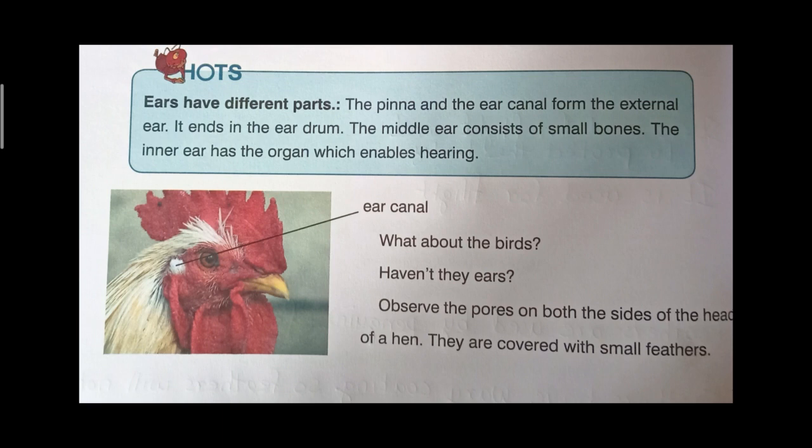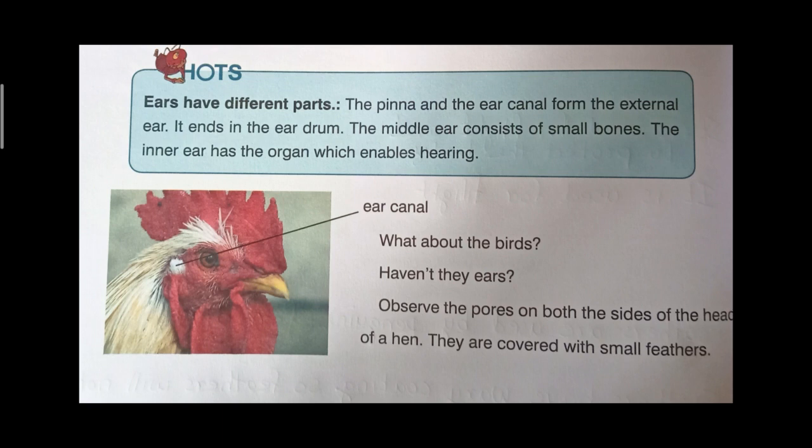So, what about the birds? Birds have an internal ear. That means the external pinna is not there. Only a small hole will be there. Through that hole, the sound vibration will travel and enter. So you can write, for birds, internal ears. Don't they have ears? Yes, of course they have ears, but their ears are different from other animals.